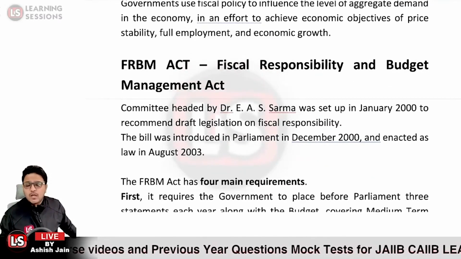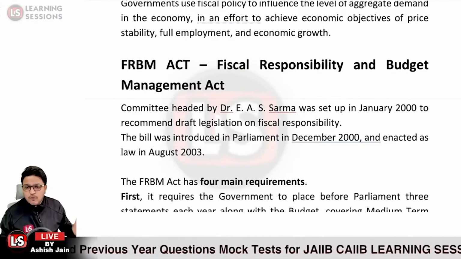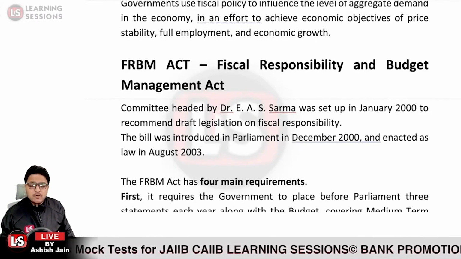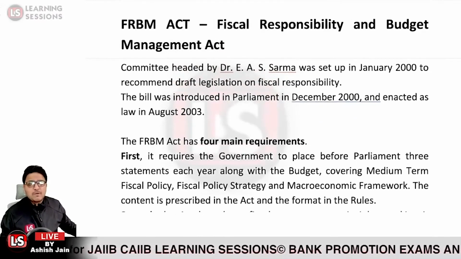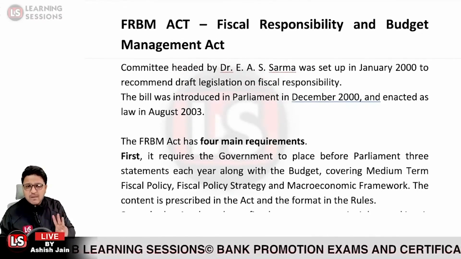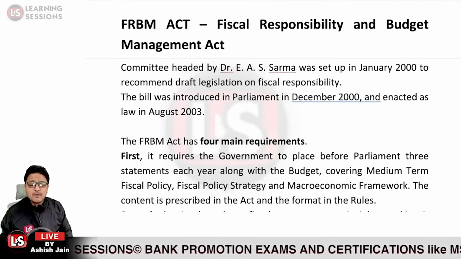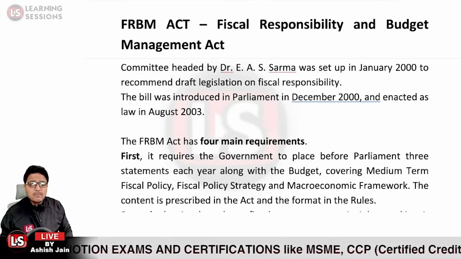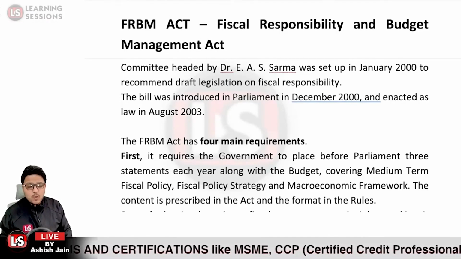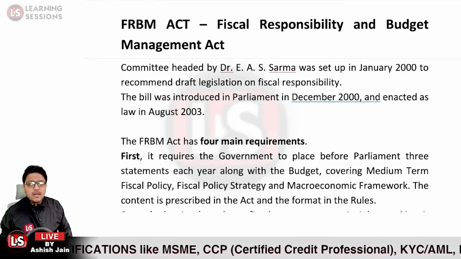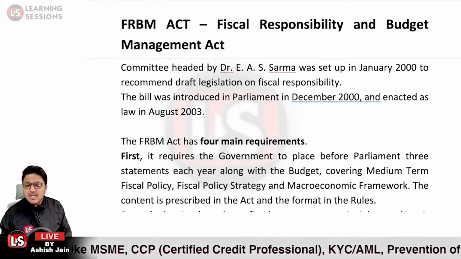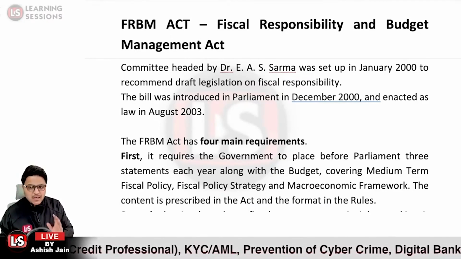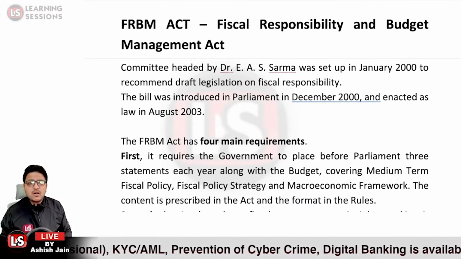Let us have a look at the main requirements of the FRBM Act, the Fiscal Responsibility and Budget Management Act. First of all, it requires the government to place three statements before Parliament along with the budget, covering the medium term fiscal policy. So what are these three statements? They are related to the medium term fiscal policy strategy and the macroeconomic framework, to be submitted before Parliament along with the budget.